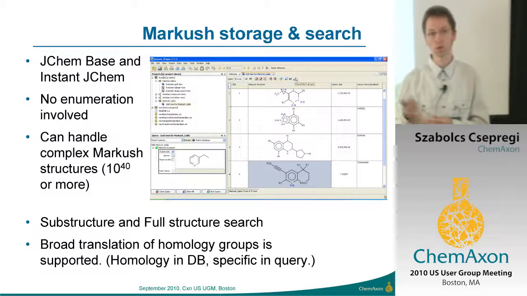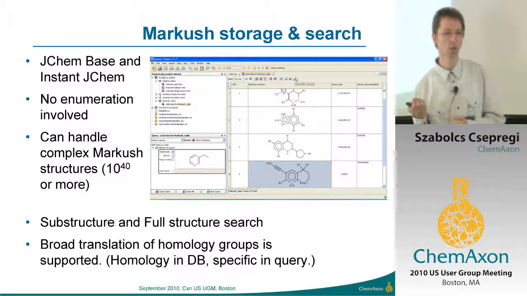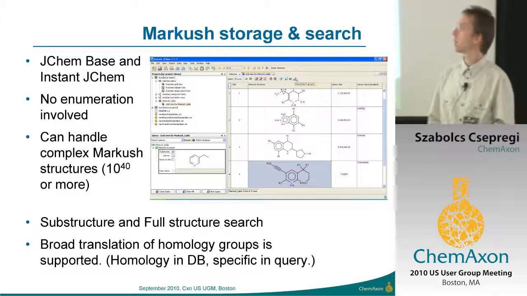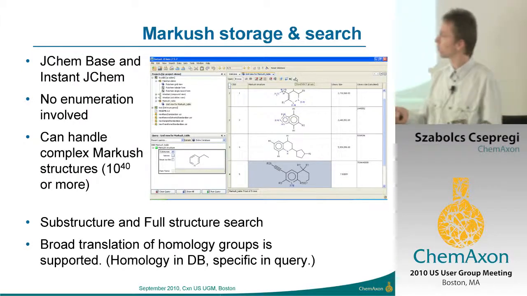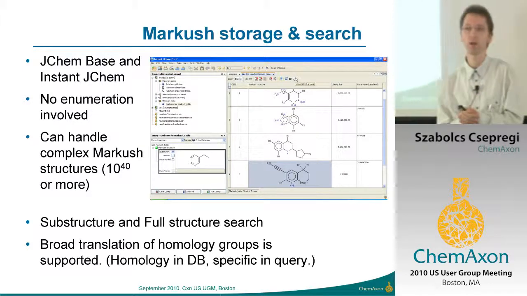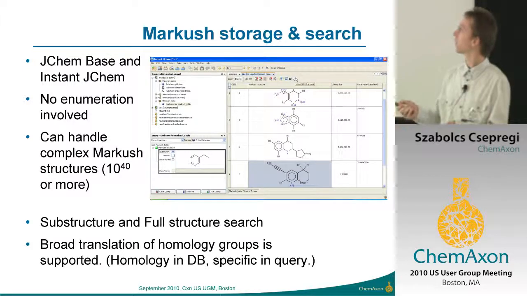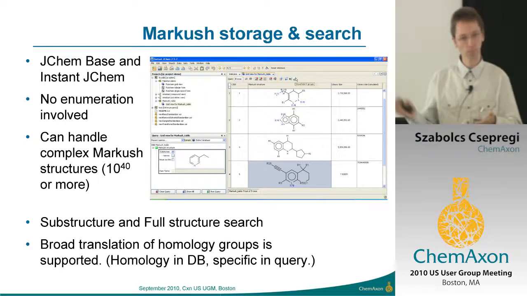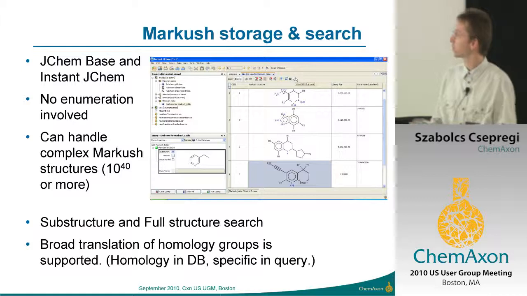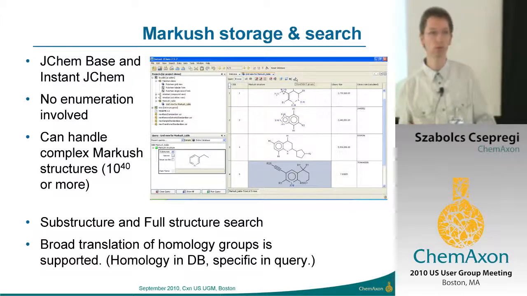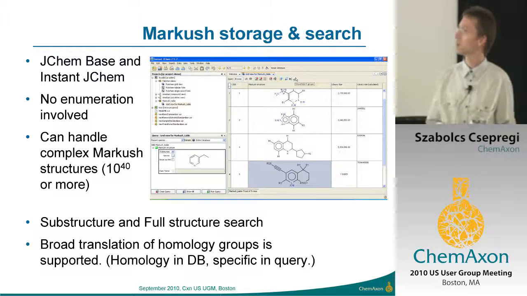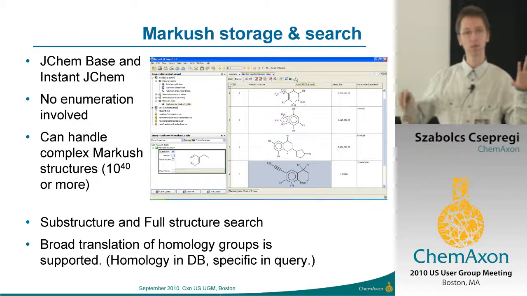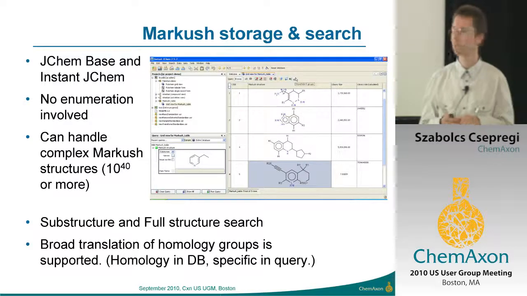But we do not do any actual enumeration during the search operations because of the large complexity of these Markush structures. We could not do that. We use a different method by figuring out the Markush structure as a whole. What it returns is basically those records which contain the query in their Markush libraries. We have both substructure and full structure search, and the full structure search basically answers the question whether my query is a full enumerate of one of the Markush structures in the library.